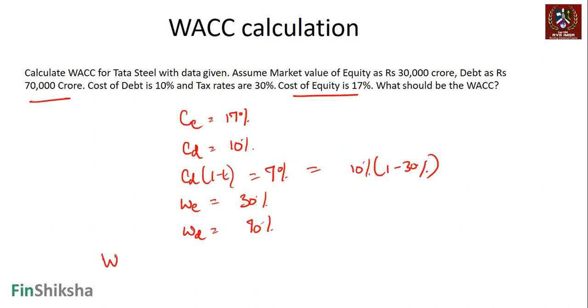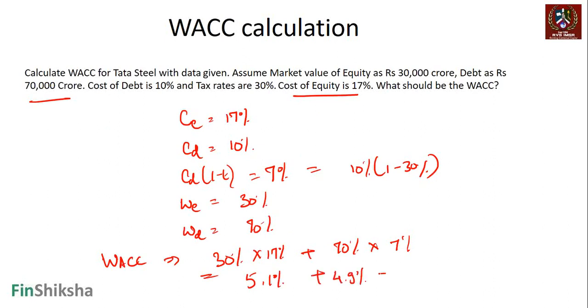70%. So your WACC calculation is going to be 30% into 17% plus 70% into 7%. What's this? 30 into 17 will be 5.1%. 70 into 7 will be 4.9%. That gives you the answer as 10%. So that's your WACC calculation.